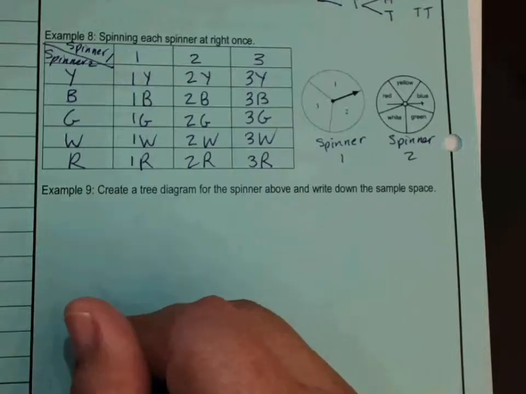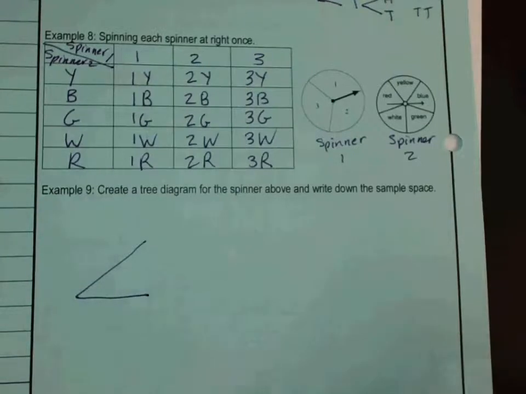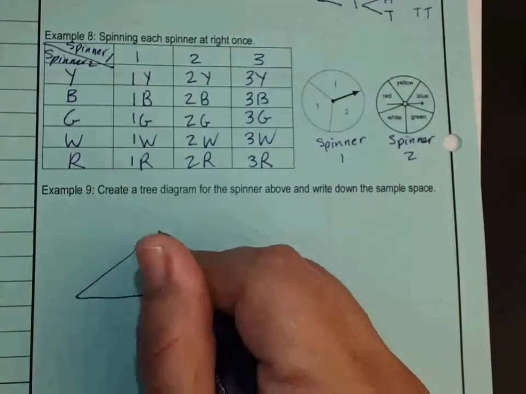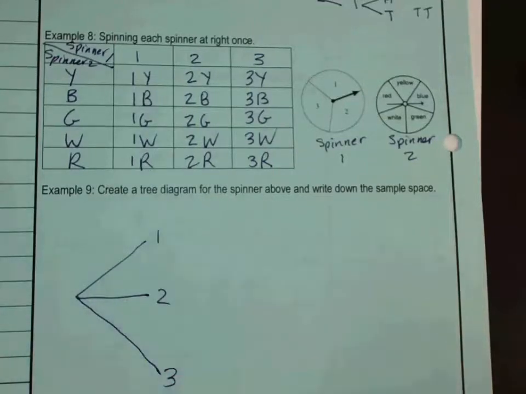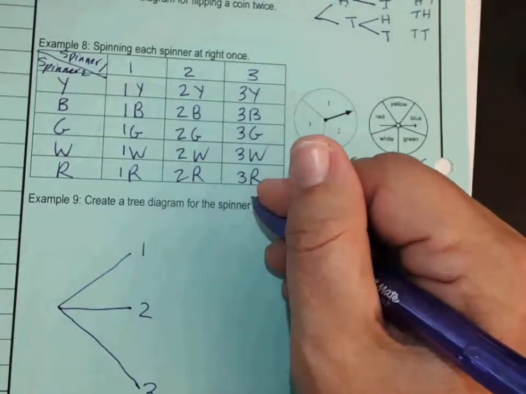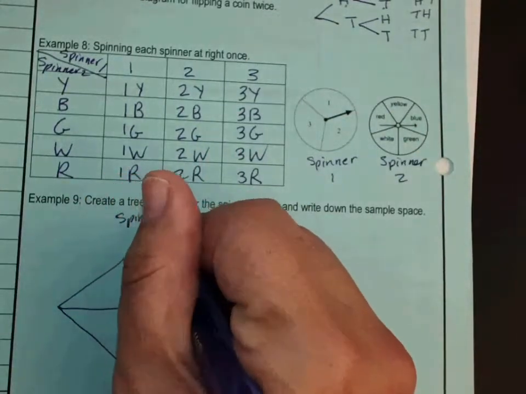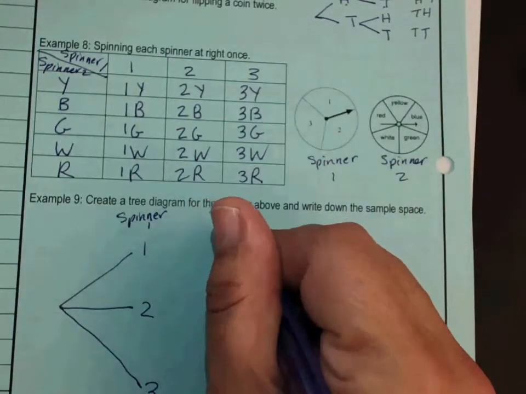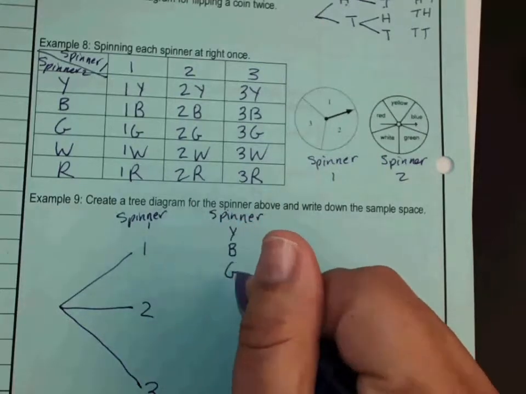Now I could go ahead and start my branches, right? But do I only have 2 outcomes on the first event? No, I actually have 3 outcomes, a 1, a 2, and a 3. So here's a 1, a 2, and a 3. I find it easier to write the outcomes first and then do the branches. For the second event, so this is event 1, this is spinner 1. This is event 2, spinner 2. And what do I have after spinner 2? I'm going to have colors. Yellow, blue, green, white, and red.